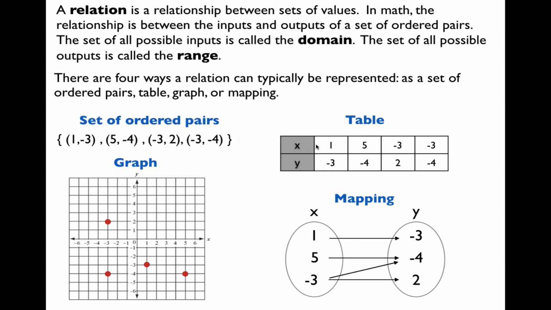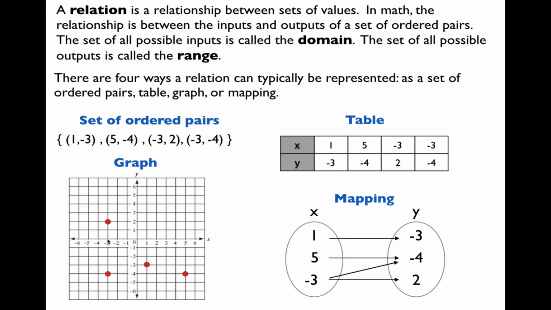We can represent this in a table by listing the x values and the y values associated with those x values. So this table contains the same information. When the input, or x, is 1, the output is -3. When the input is 5, the output is -4, and so on. We can graph this information on a coordinate plane by plotting these points. So when the input is 1, the output is -3. When the input is 5, the output is -4.